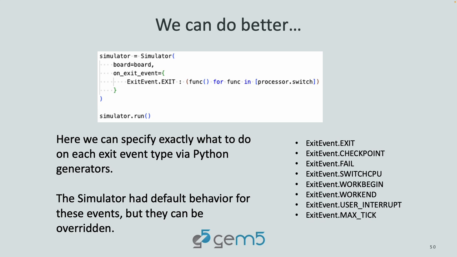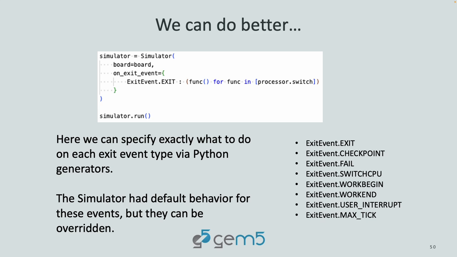You could write your own function that does a matrix multiply. It wouldn't make any sense, but you could do it. You go back to your whole system and run whatever you want. If you had, let's say, three exit events, exit, exit, exit, and you wanted to do something for one and two, you would have processor.switch, comma, processor.switch, because you're saying, after the first one and second one, I want this behavior.